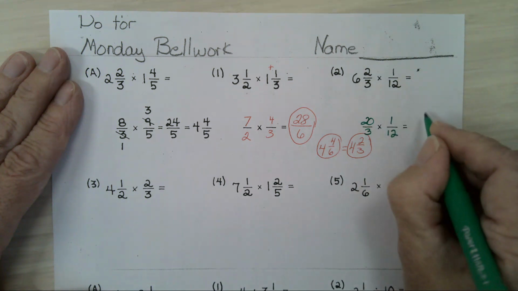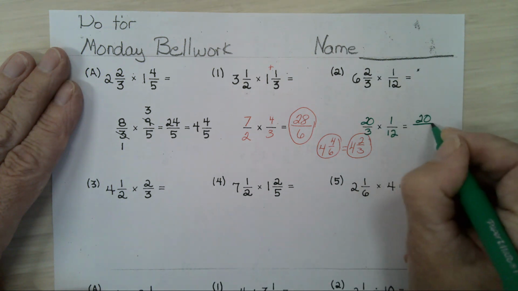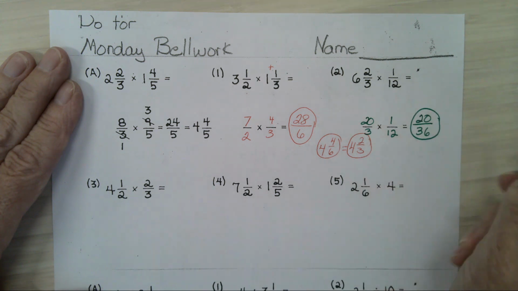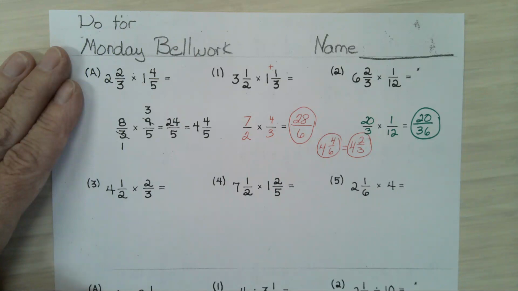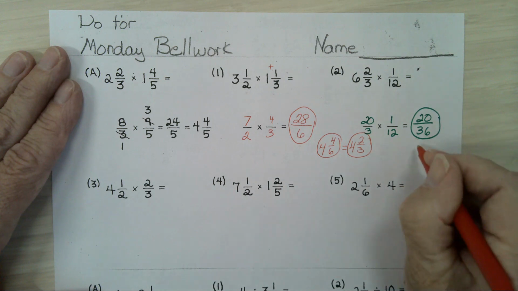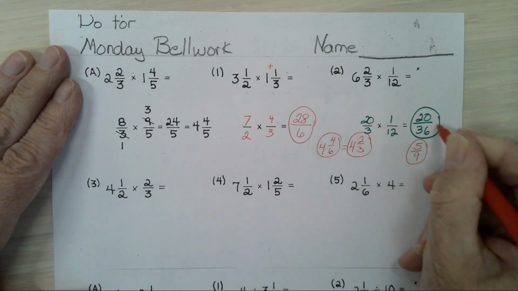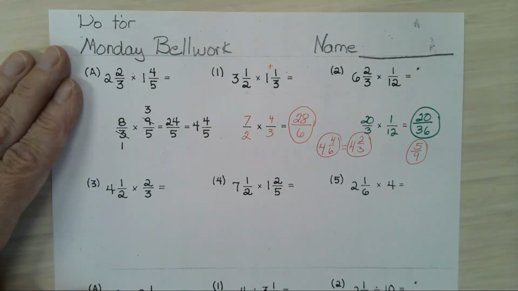20 times 1 is 20, and 3 times 12 is 36. That would be a fine answer. Some of you might have simplified before you multiplied because you know 4 will divide 20 and 4 divides 36. It would give you the answer 5/9. Both of those would be correct answers.